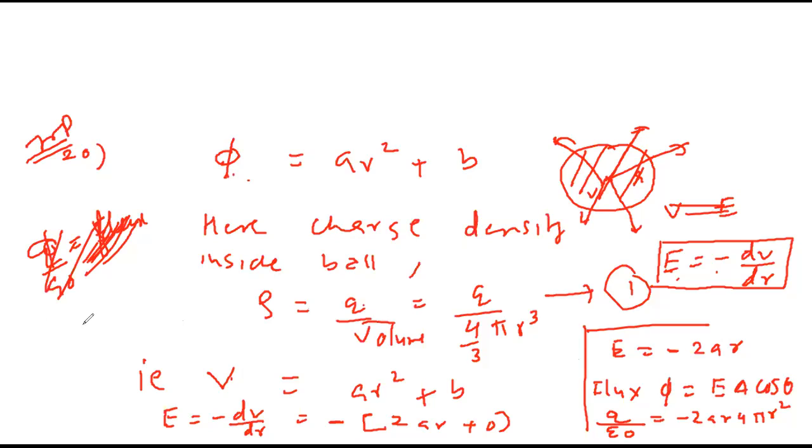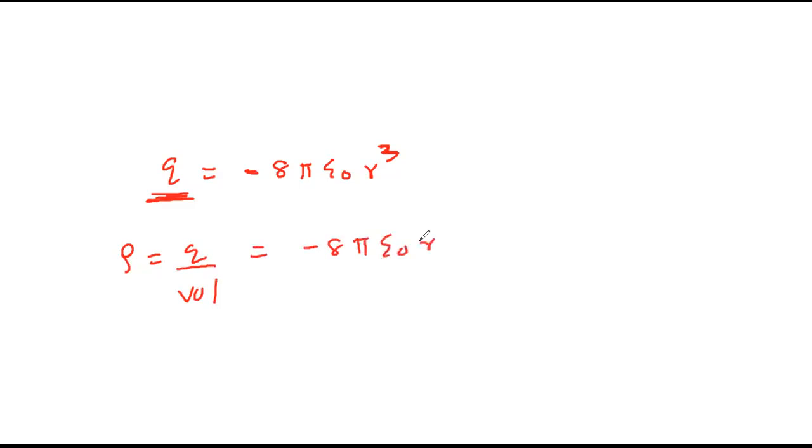Done, sir. So you got Q upon epsilon naught. Therefore Q equals minus 8 pi epsilon naught, and what else is there? R square is there? R cube, sir. What was there, 2AR into 4 pi R square R. Now charge density is charge upon volume: minus 8 pi epsilon naught A R cube.